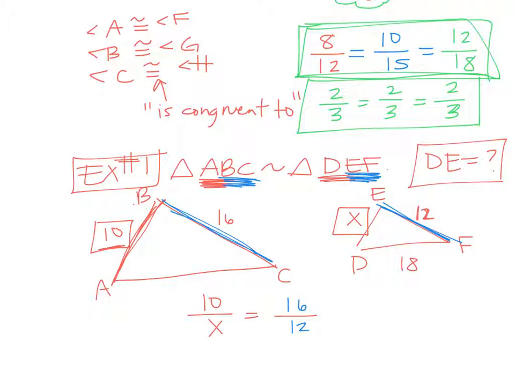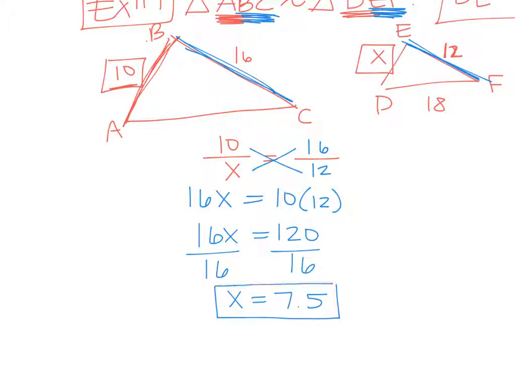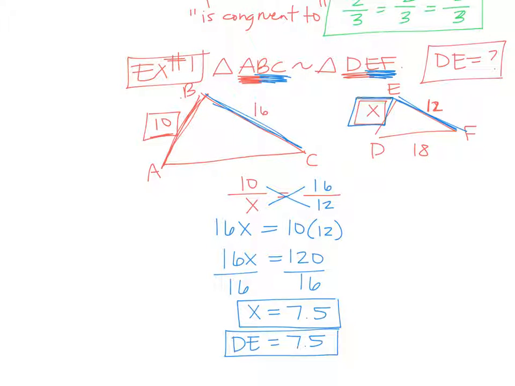Cross multiply, right. So you're just going to cross multiply this. You get 16 times X equals, and then 10 times 12. And then we'll simplify. So it's going to be 16X equals 120. And then you're going to divide by 16. And X comes out to 7.5. So they asked, what is the length of DE? DE has a length of 7.5 because that's what we were solving for up here, right? That X was our DE. Okay, so it's just setting up a proportion.